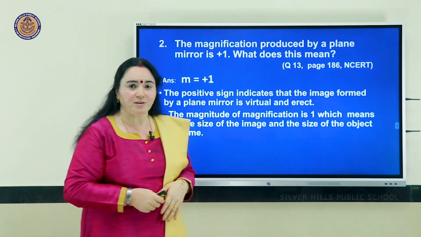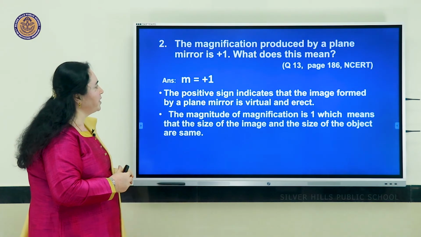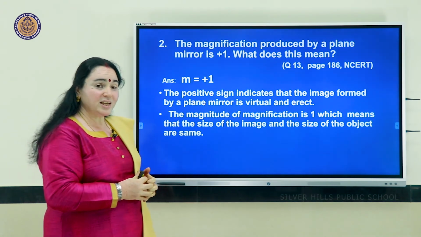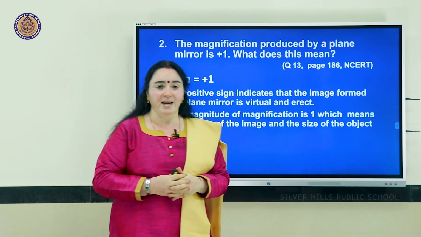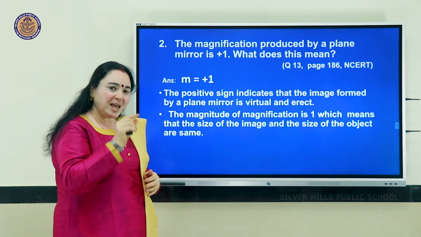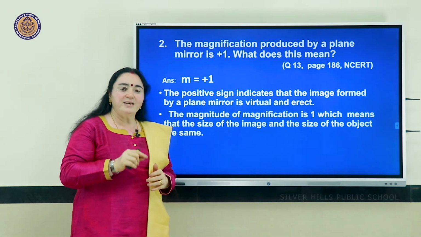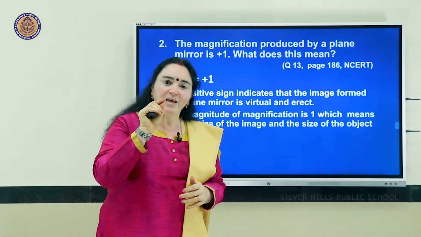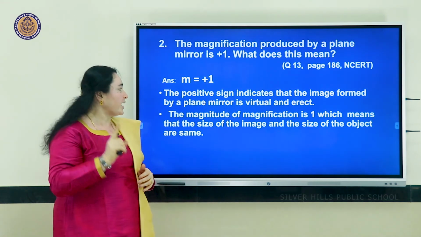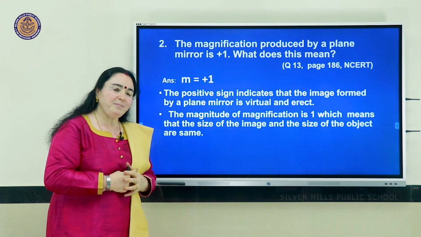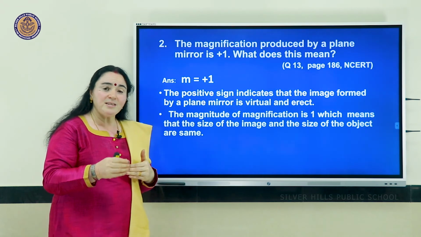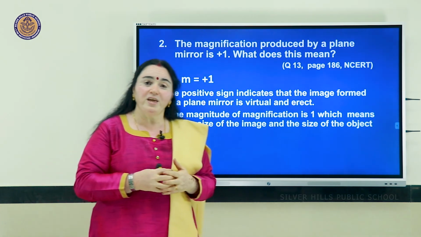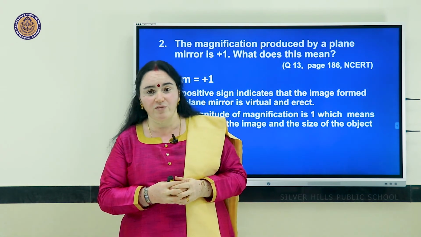Check the next question. The magnification produced by a plane mirror is +1. What does that mean? Now, isn't that very simple? M is equal to +1. And whenever that plus sign comes, it's actually defining very clearly that it's virtual and erect. And value 1, magnitude equals 1. What does that mean? The object distance and the image distance are the same. Similarly, height of the image is equal to the height of the object.